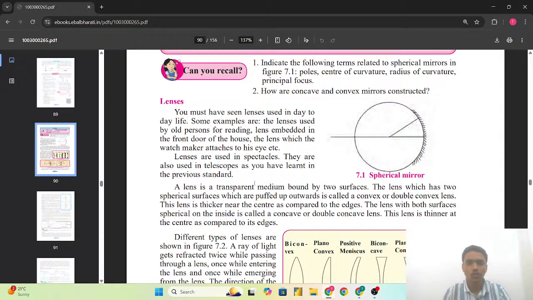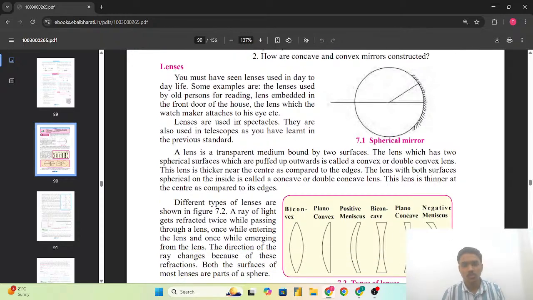और इसके बारे में जो introduction है वो हमने क्लास 9 में देखा था कि लेंसेस हमें कौन सी जगह पर दिखाई पड़ते हैं. That is old person use lenses while reading, lens embedded in the front door जो कि हमारे house का जो front door होता है उसके यहाँ पर जो लेंस होता है जिसे हम peephole कहते हैं, through which we can see the outside if the person is standing or not. The lens which the watchmaker attaches to his eye, मतलब जो watchmaker होते हैं वो उनके eye को वहां पर attach करते हैं लेंस for doing the repairing of the watches and all.